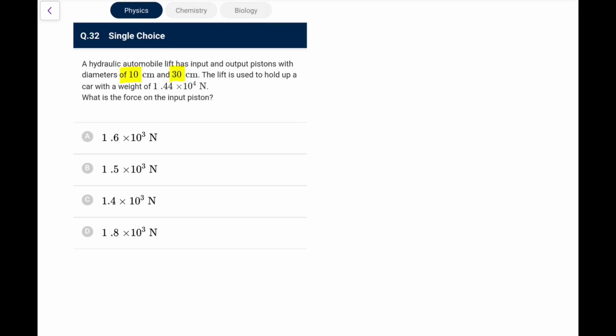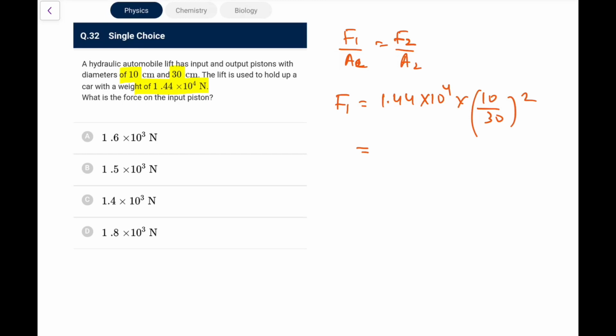Next. Hydraulic automobile lift has input and output piston of this. The lift is used to hold up a car with weight this. What is the force? So simply F1 upon A1 is equal to F2 upon A2. That is the Pascal's law. So F1 required would be, F2 is 1.44 into 10 to the power 4, A1 by A2 would be D square, that is 10 by 30 whole square, that is 1 by 9 of that. So if you divide it by 9, you will have 0.16 into 10 to the power 4, or you can write 1.6 kilonewtons. So 1.6 kilonewton, that is the option A you will tick for.